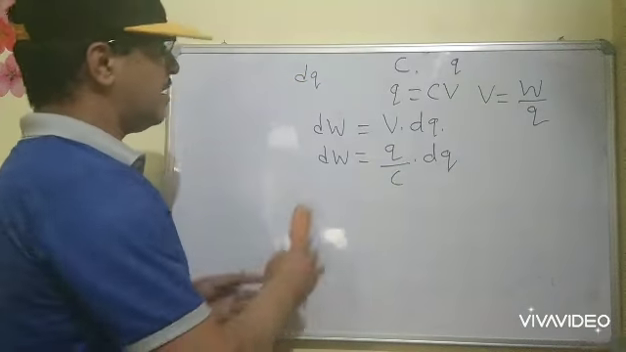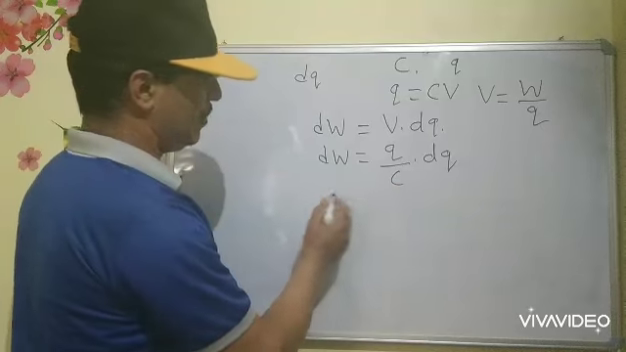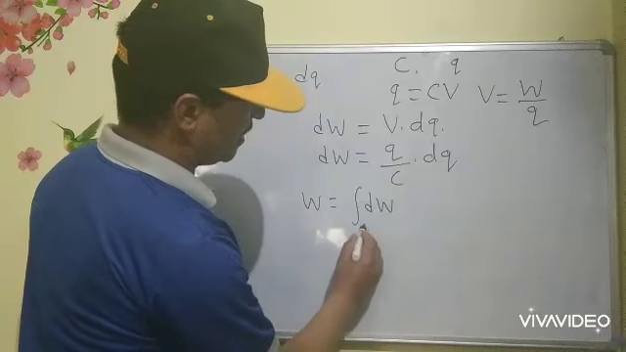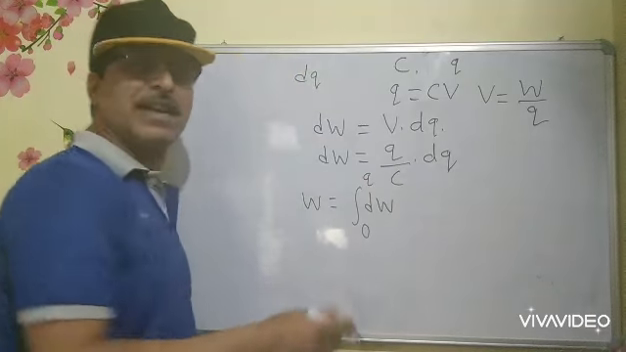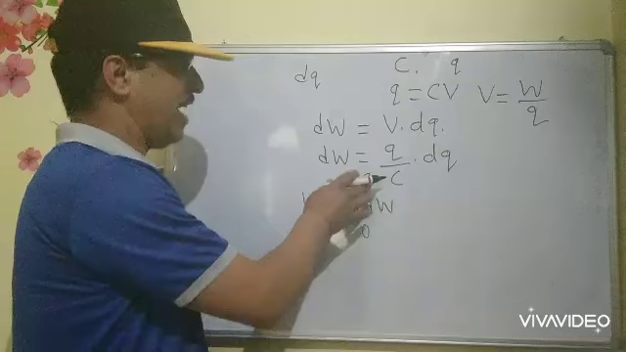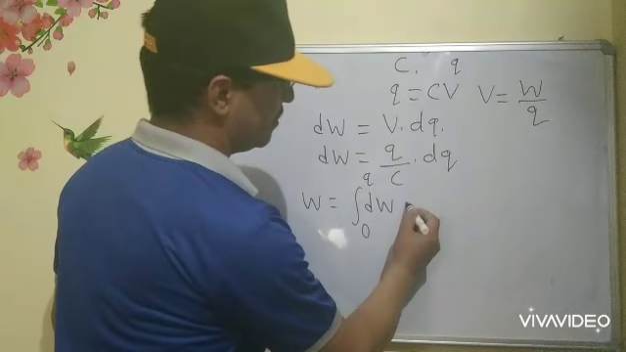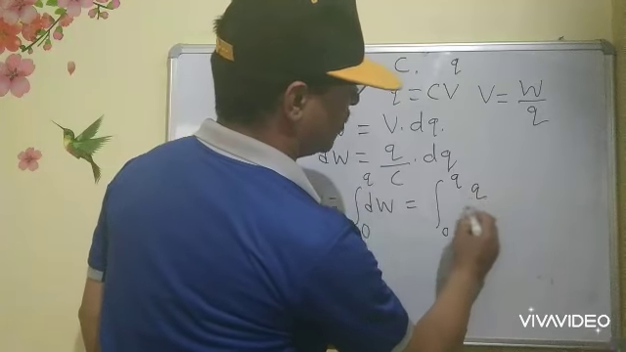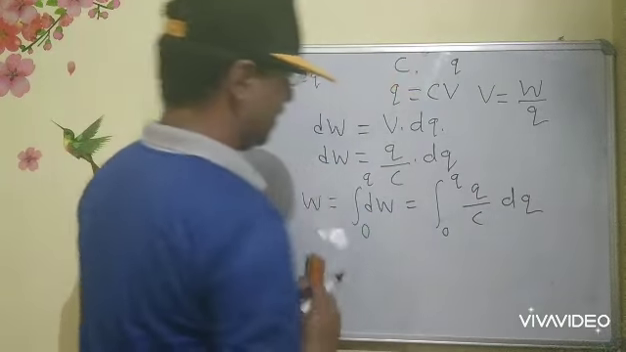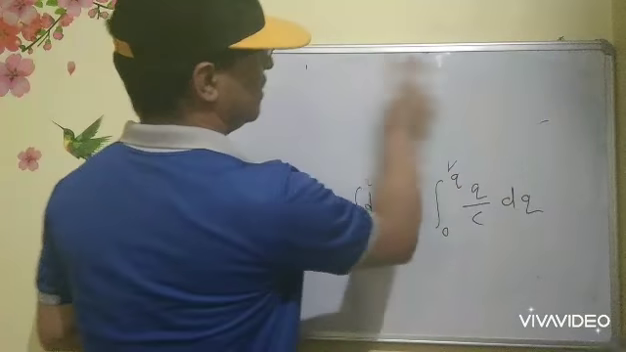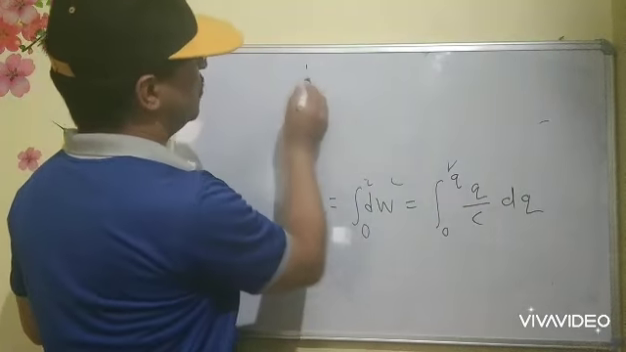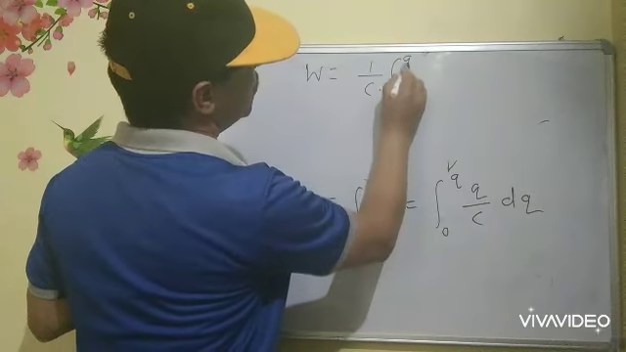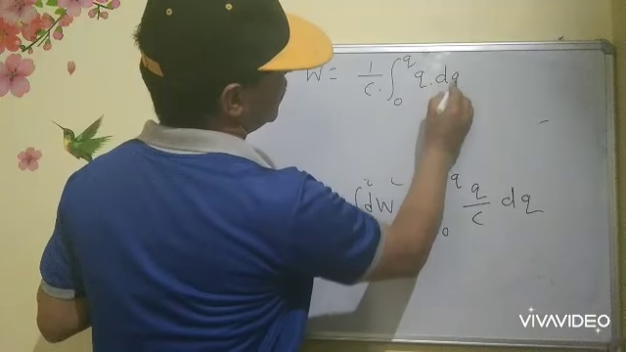So that the total work done in charging it will be W equal to integration of dW between the limits 0 to Q, because the capacitor has initial charge 0 and the final charge Q. This is equal to integration from 0 to Q, Q upon C dQ. But C is a constant, so we can take 1 upon C out, so that W equal to 1 upon C, 0 to Q, Q dQ.